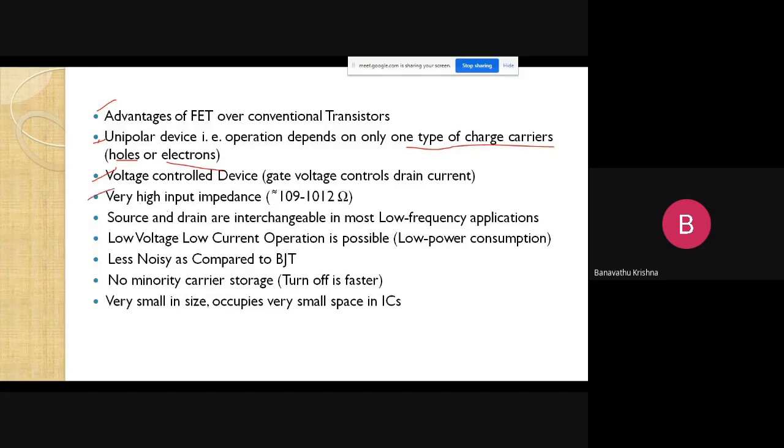Next, it has very high input impedance. The next point is that source and drain are interchangeable in most low frequency applications. Next, low voltage, low current operation is possible, and it is less noisy as compared to a bipolar junction transistor. There is no minority charge carrier storage, turn off is faster, and it is very small in size, occupying very little space in integrated circuits. So these are the comparisons of the unipolar device over the bipolar junction device.